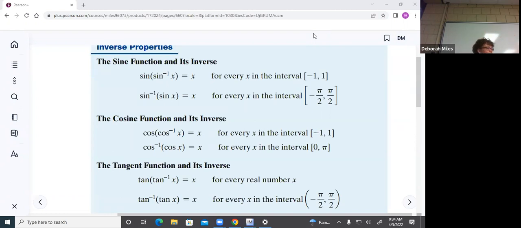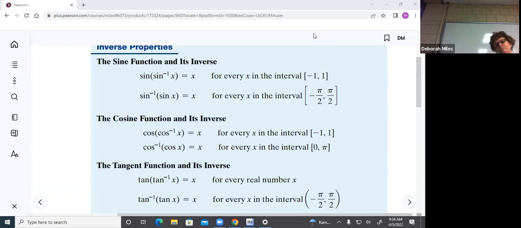Cosine, secant, and cotangent give you an angle between 0 and pi. All right, you do have to know those. And then after that, it's just practicing, learning to work backwards.